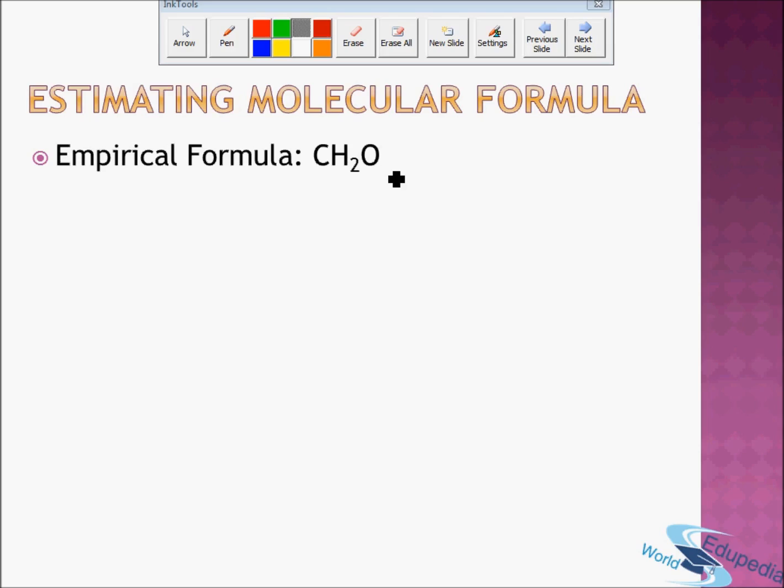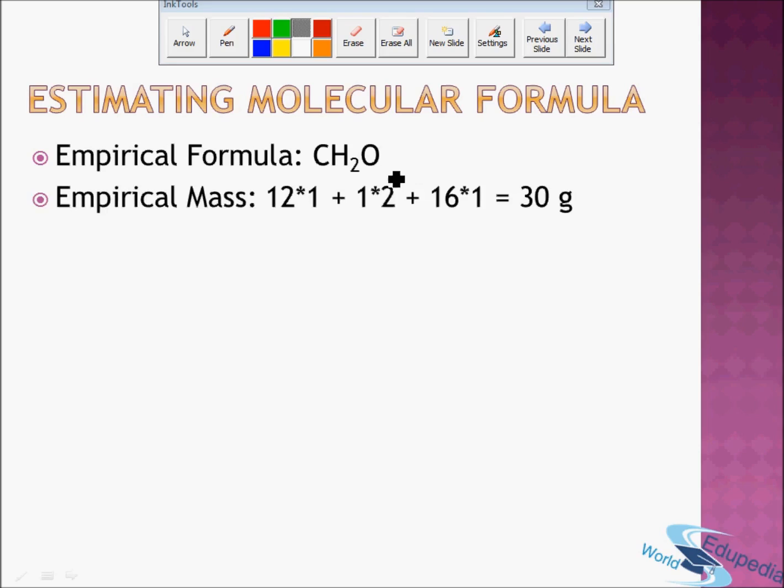So now I have got the empirical formula. From the empirical formula I can easily calculate the empirical mass. Empirical mass is nothing but similar to molecular mass. Like the molecular formula was used to calculate molecular mass, the empirical formula is used to calculate empirical mass. So I have the empirical formula as CH2O.